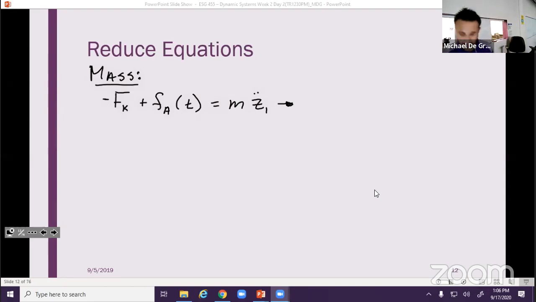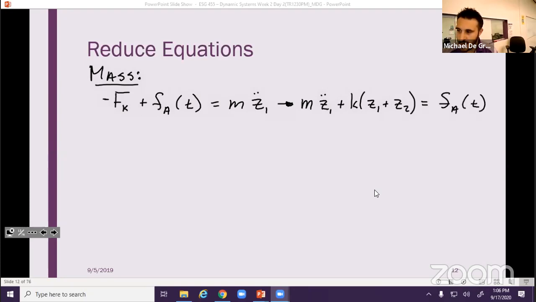I'm going to come over here and I'm going to plug in and rearrange a little bit. So I'll have m z double dot 1. I'm going to plug in for my spring, but I'm going to bring the spring force over to the other side. So I'm going to add Fk. But we also know that Fk is k times (Z1 plus Z2). And that's going to equal my applied force. And I'm just going to stop there. I'm going to call that equation 1 for right now. And underline it with red, because I have black, red, green, and blue. And so that's why I used red.